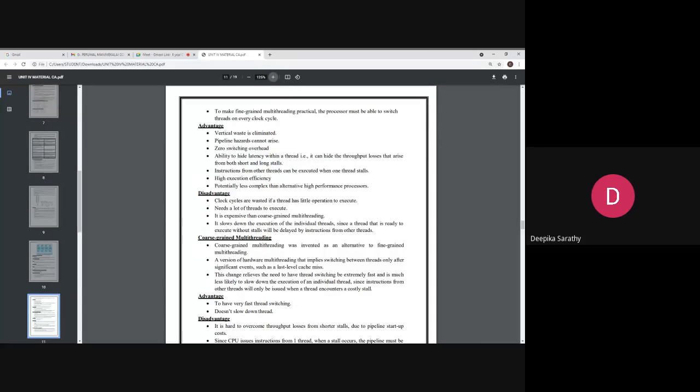The clock cycles are wasted if a thread has little operation to execute. Here clock cycles will be wasted. Whether or not I complete a thread, I keep on changing. Understood? In this process, whether there is an output or not, I'll keep on changing the thread. So when I keep changing like this, what will be the problem? You will be having clock cycle wastage. That is, if I use a clock cycle, I should have got an output in that clock cycle, right? I'll not get the output at that particular clock cycle. If I'm not getting the particular output at that clock cycle, what do I have to do?